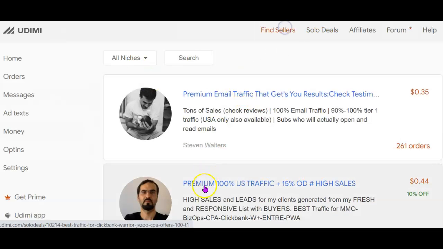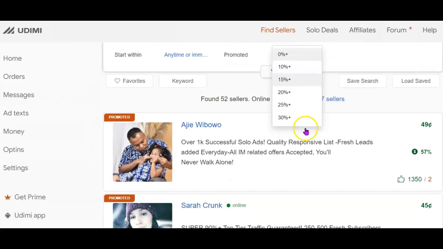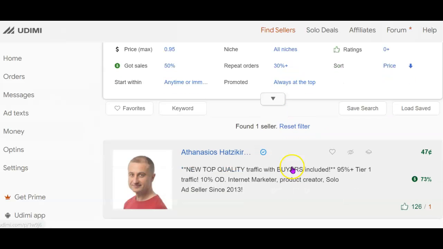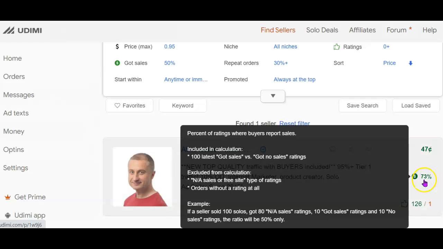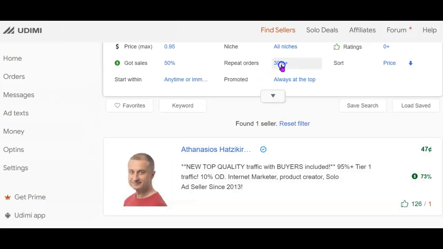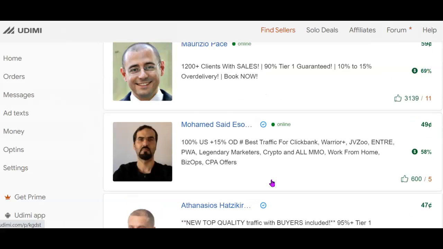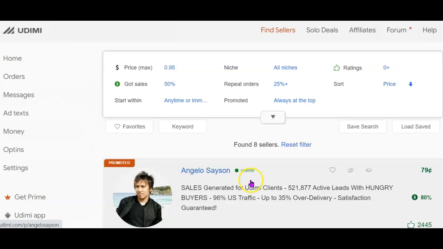But as far as I would go for, I would look for someone who has at least a 50% got sales rate. And for the repeat buyers, you can also put there, if you want, at least 30%, so you can make sure you're getting a top quality person. So only one seller showed up here for that. He has a 73% got sales rating, which is pretty good. Or you can put in 25%, and then you'll get more people here. 25% is not bad. This one is an 80% got sales rating. Not so bad.